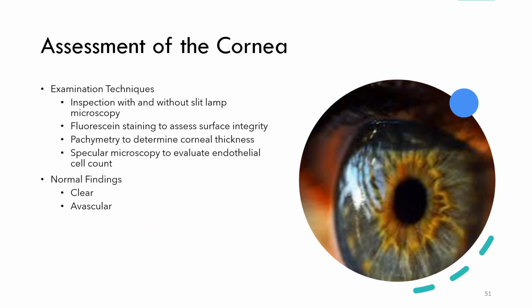When assessing the cornea, our examination techniques will include inspection with and without slit lamp microscopy, fluorescein staining to assess surface integrity, pachymetry to determine corneal thickness, and specular microscopy to evaluate endothelial cell counts. The cornea, if it's normal, should be clear and completely avascular.